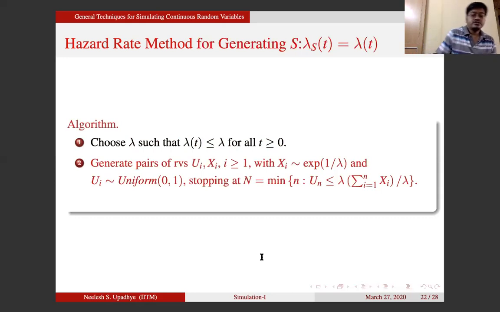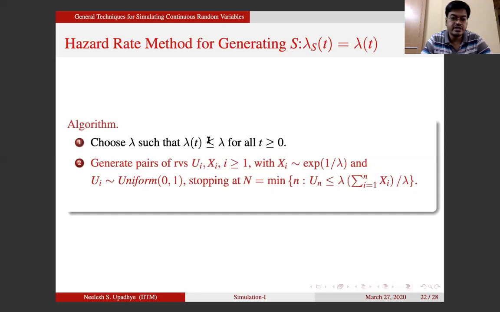Now this ui is a new addition. If ui follows a uniform distribution, then you stop at N, which is the minimum n such that un is less than or equal to lambda t by lambda. Here we are not fixing a capital T, but allowing some n iterations to happen so that un is less than or equal to lambda t by lambda.